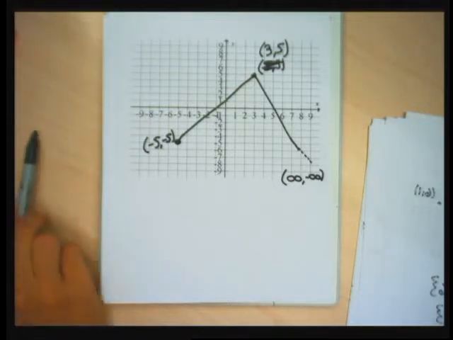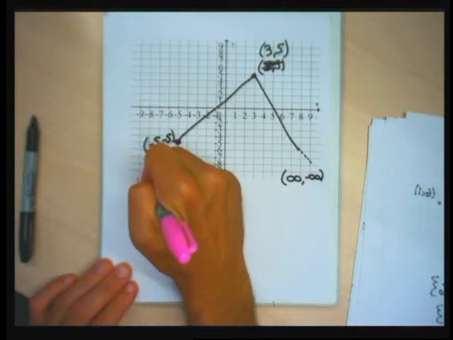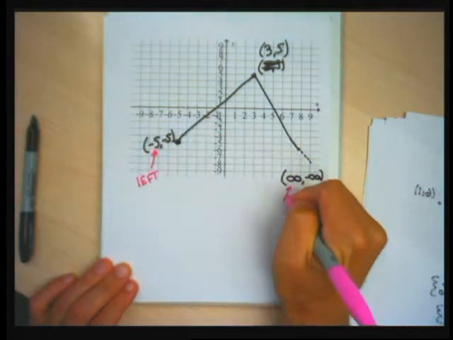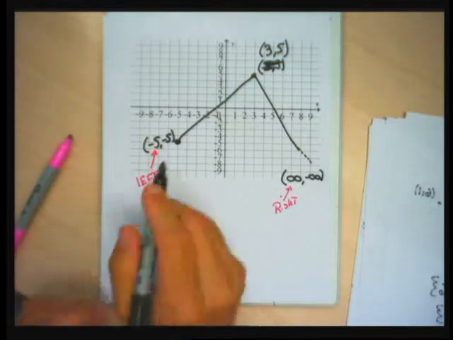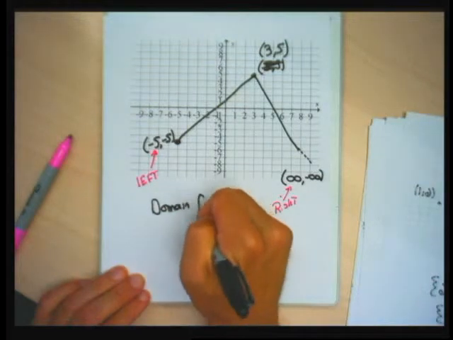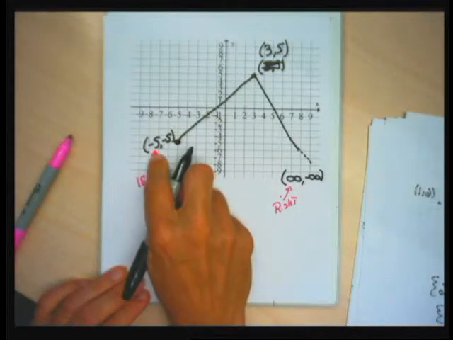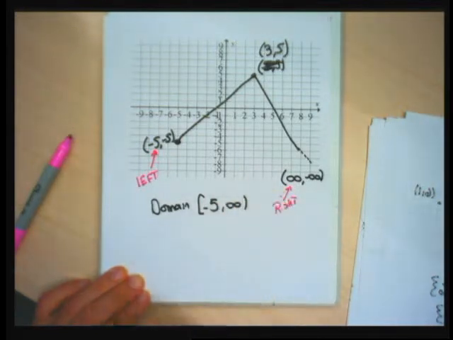Now I try to do my domain. I need the x-coordinate of the most left point and the x-coordinate of the most right point. When I go to write the domain for this, I'm going to say it's -5, the x-coordinate of the left point, to positive infinity, the x-coordinate of my extended most right point.